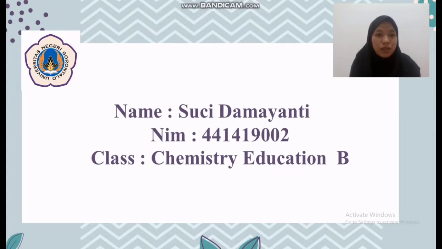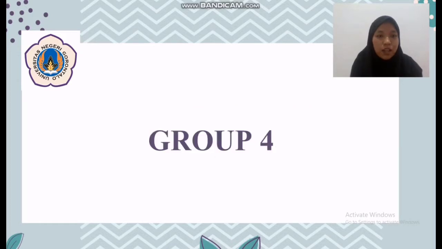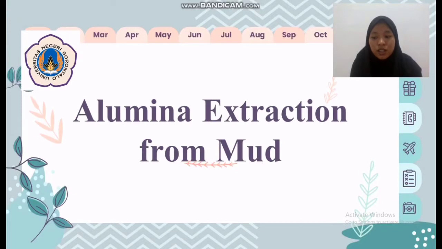My student ID number is 4414-19002. And I'm from Chemistry Education Class B, in the Department of Chemistry and Chemical Educational Study Program at Gorontalo State University. I am from Group 4, and here I will present Module 3 with the title Alumina Extraction from Wood.